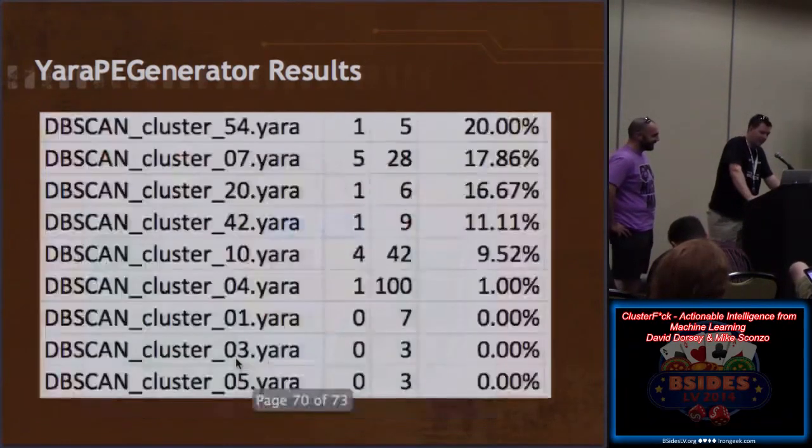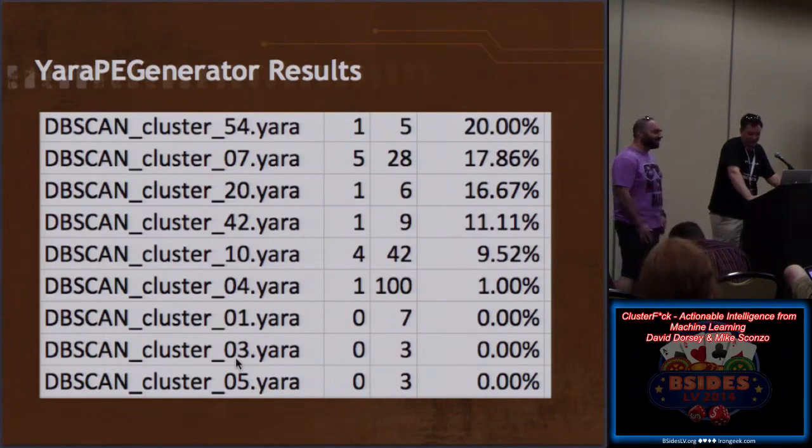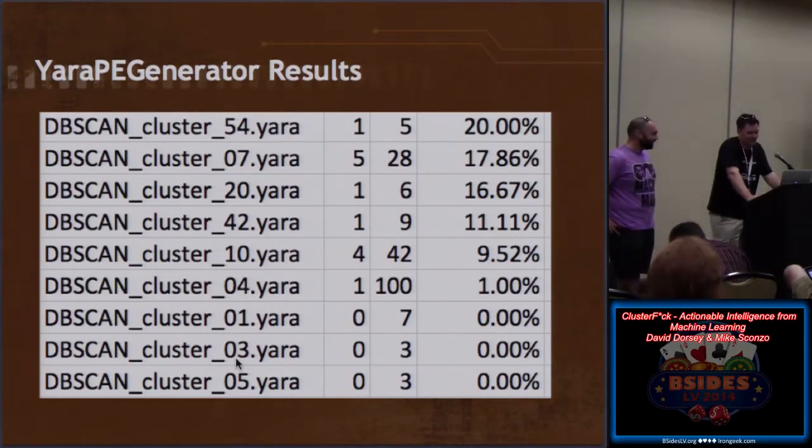But if you look down there at the end, we see some where we miss a lot, like cluster 4 there, 1 out of 100. At least it's not 0. And I think there might have been like 15 where it misses everything, which I don't really understand, since it was built from the cluster. I haven't figured that part out yet, but the numbers don't lie. It's a work in progress. So we had some success, and yeah, maybe not.